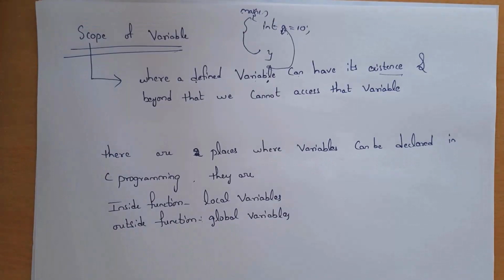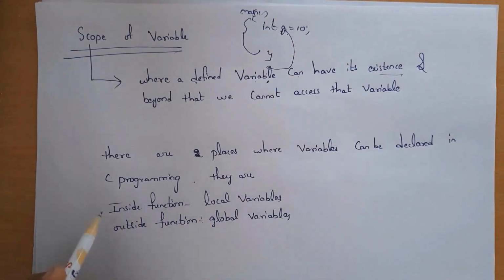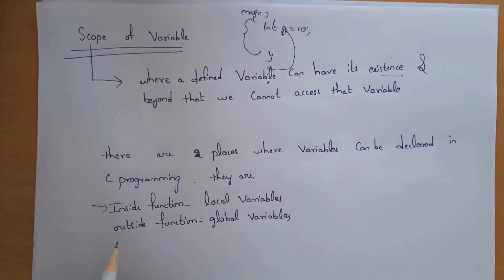In C programming we can declare variables in 2 places. One is inside the function and another one is outside the function. For example, variables which are declared inside the function are known as local variables and variables which are declared outside the function are known as global variables.